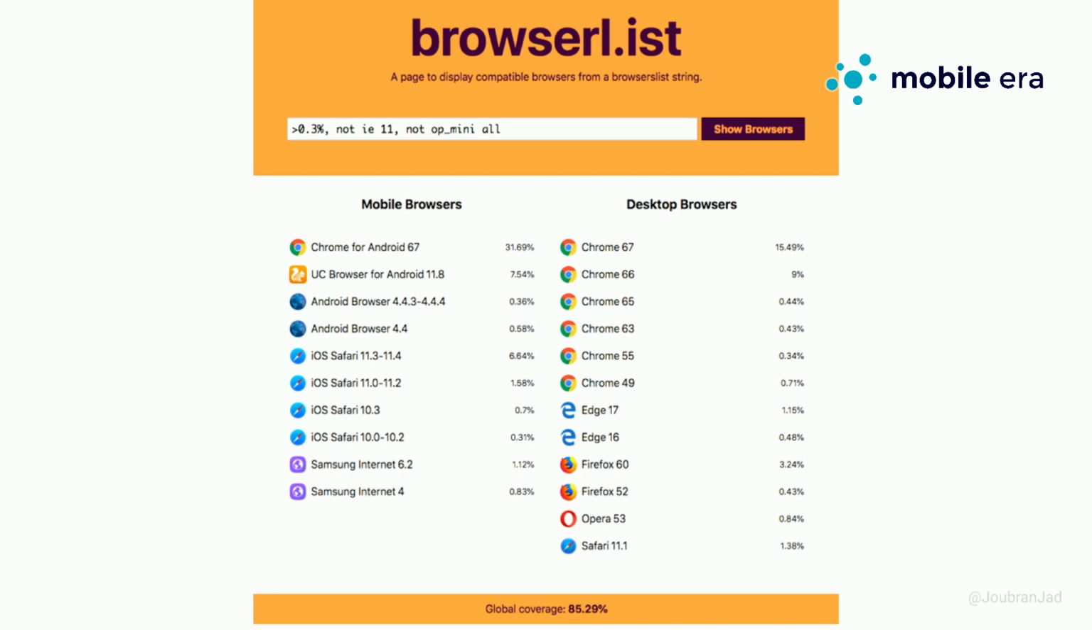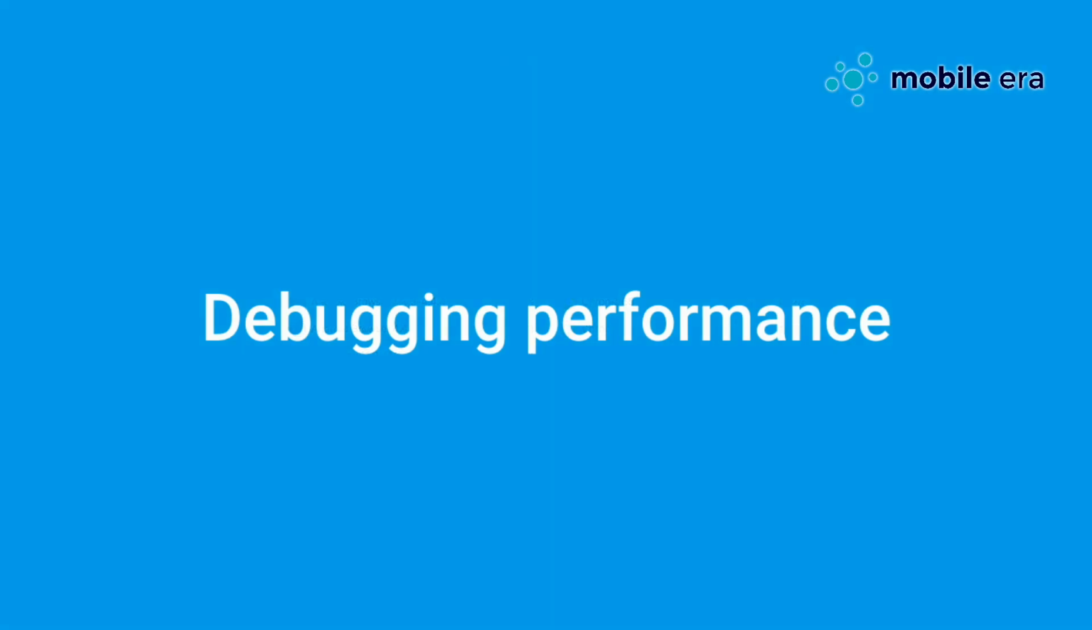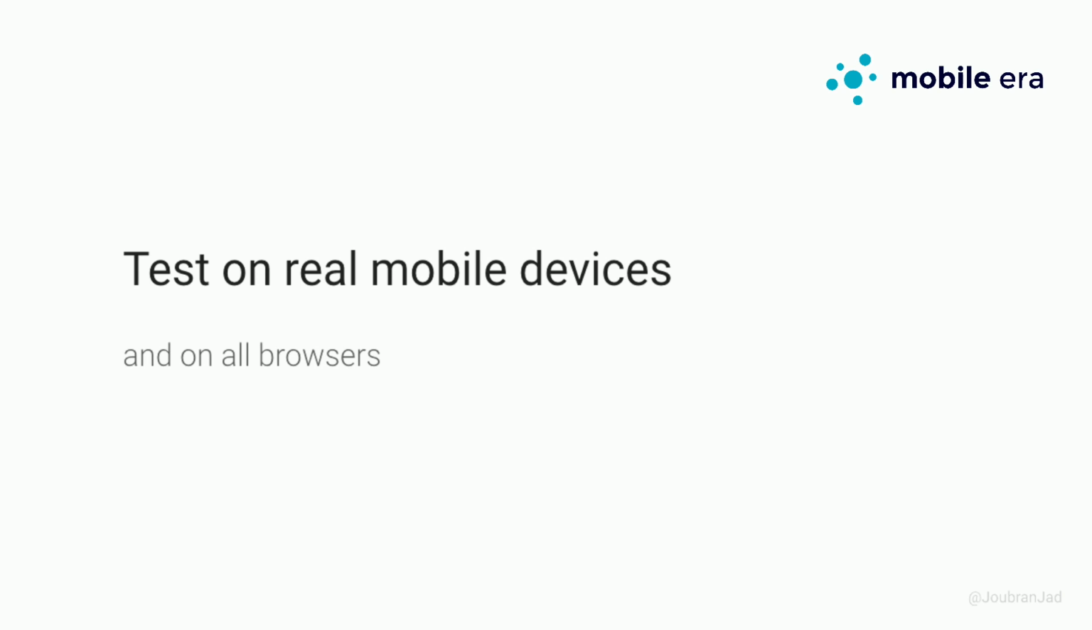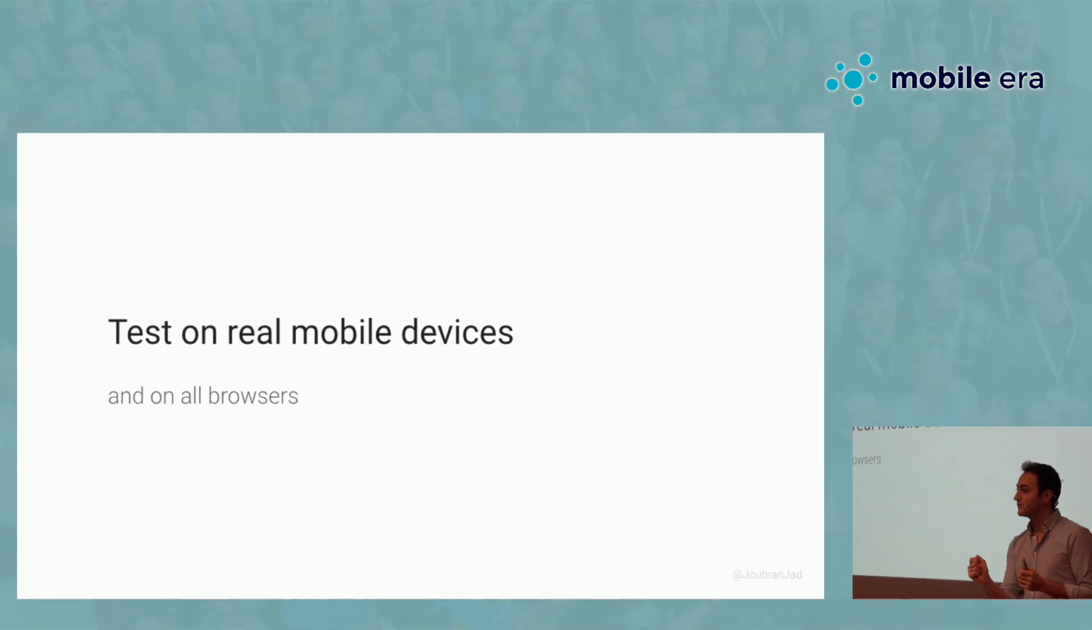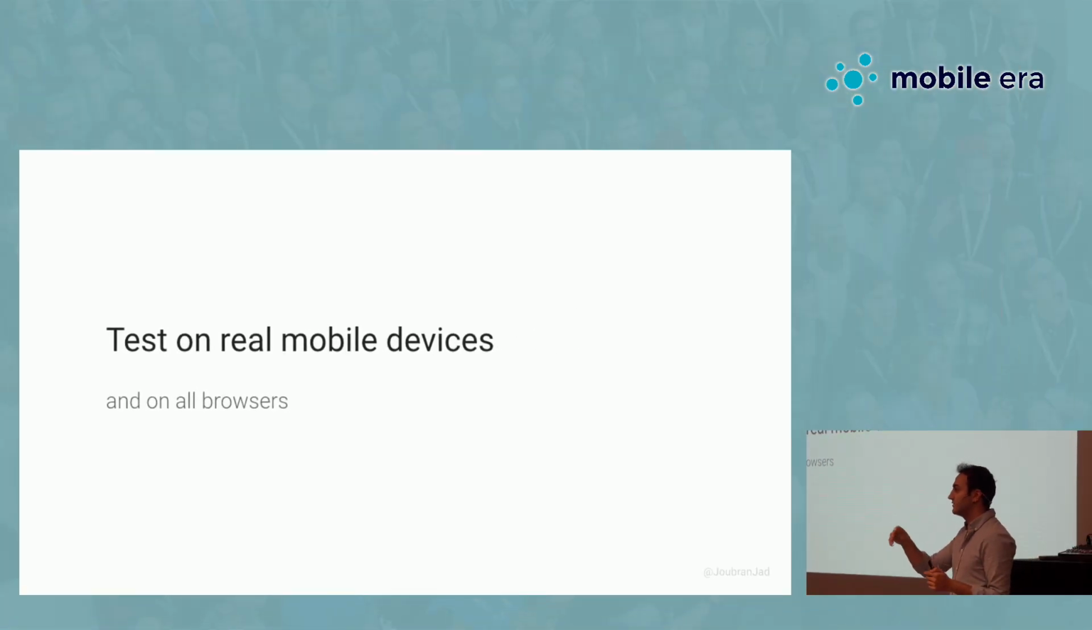And finally, I'm going to end with debugging performance. So these are real tips from when I work on performance projects. Most of my projects are improving performance for companies. And it really all comes down to testing on real mobile devices and on all browsers. When I was building this, I opened it on Safari, and I clicked on another tab, scrolled down, and it just scrolled to the left, something really weird.